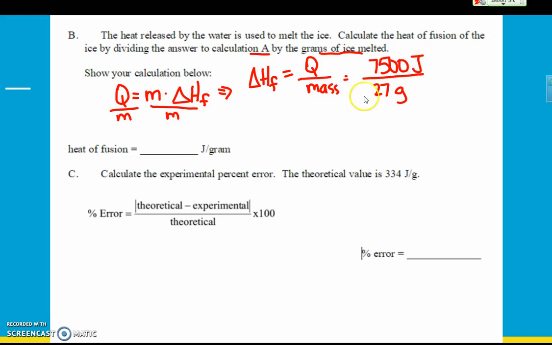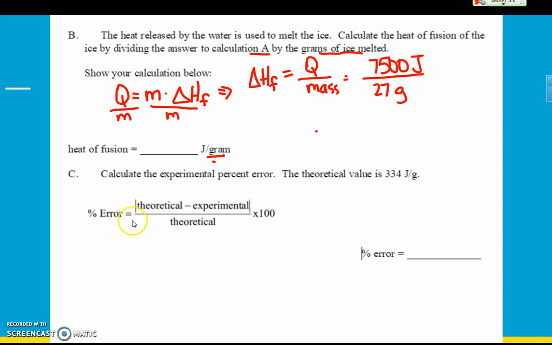So hopefully that's what you all got. I did round to 2 sig figs because my data had only 2 sig figs. So you're going to want to divide those, and then you see that joule per gram is our unit. And you're going to get a number here. And I'll let you go ahead and divide that and write your number in. Pause if you need to.